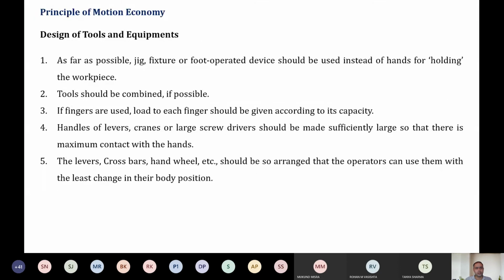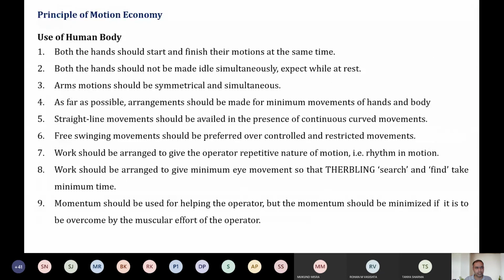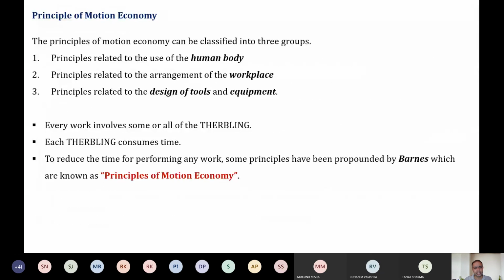Do you have any doubt in this? Whatever we discussed, we have discussed motion economy, and there we studied micro motion and memo motion, or what we call macro motion. Then we saw the principle of motion economy. In the principle of motion economy, again we saw three types: one is for the human body, arrangement of the workplace, then design of tools and equipment.